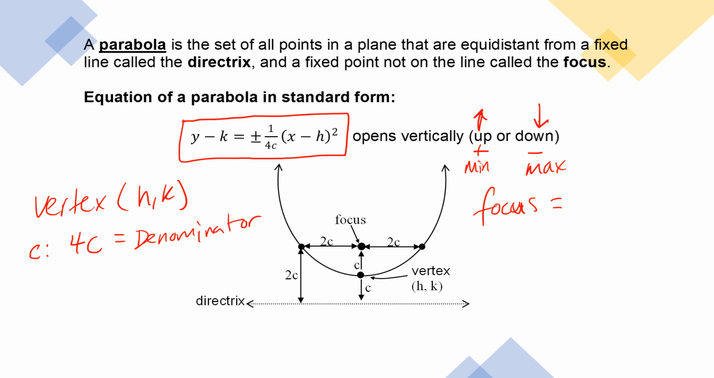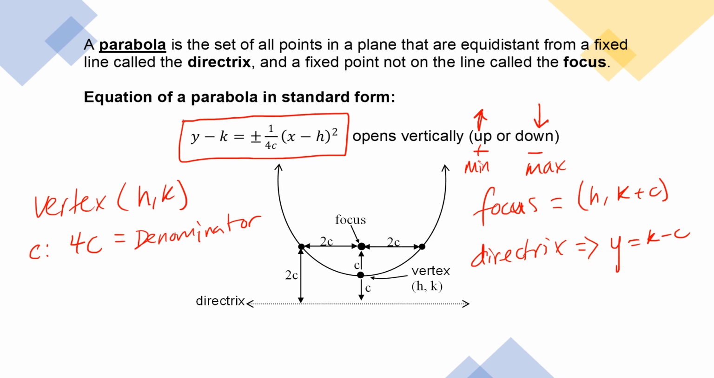So our focus equals an ordered pair, and that ordered pair is going to be h comma k plus c. Okay, and our directrix is going to equal a y, an equation, because it's a line, so it's going to equal y equals k minus c. All right, so simple math to find everything we need to know about this problem.